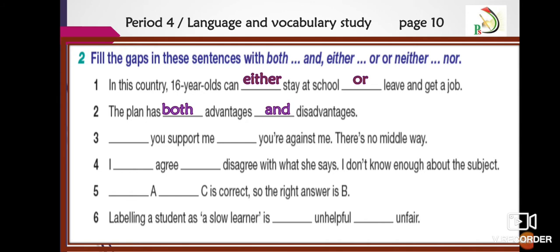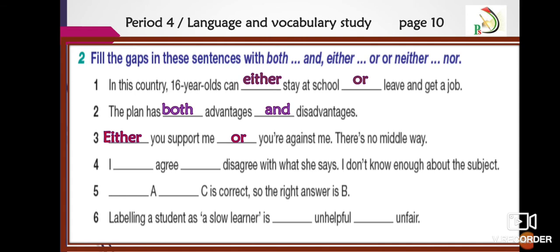Dash you support me, dash you're against me. There is no middle way. So there are two choices. You have to choose one. Either or. I dash agree, dash disagree with what she says.